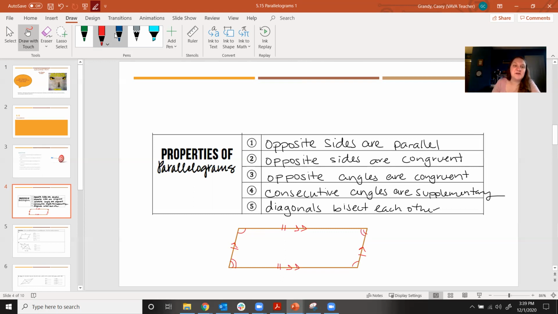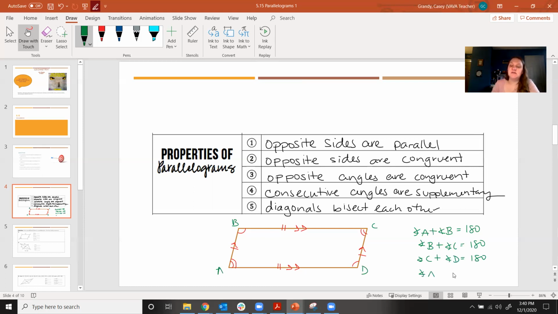Consecutive angles are supplementary. It's a little bit more challenging to put in my picture. I'm going to label these points A, B, C, D. So what I'm saying here is angle A plus angle B will equal 180. Or I could say that angle B plus angle C, they're consecutive, they're next to each other. Or angle C and angle D. Or angle A and angle D. Those are all pairs of consecutive angles, so they are supplementary.